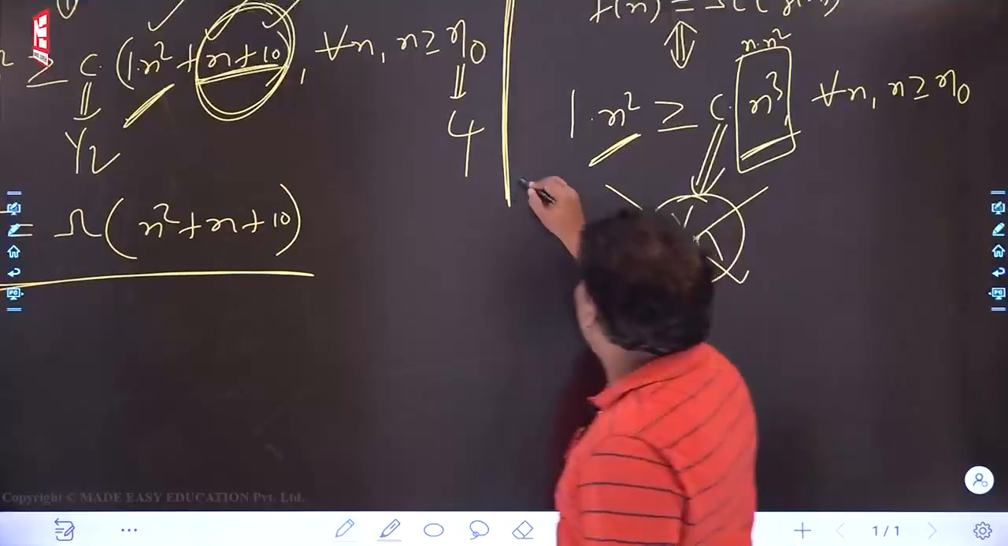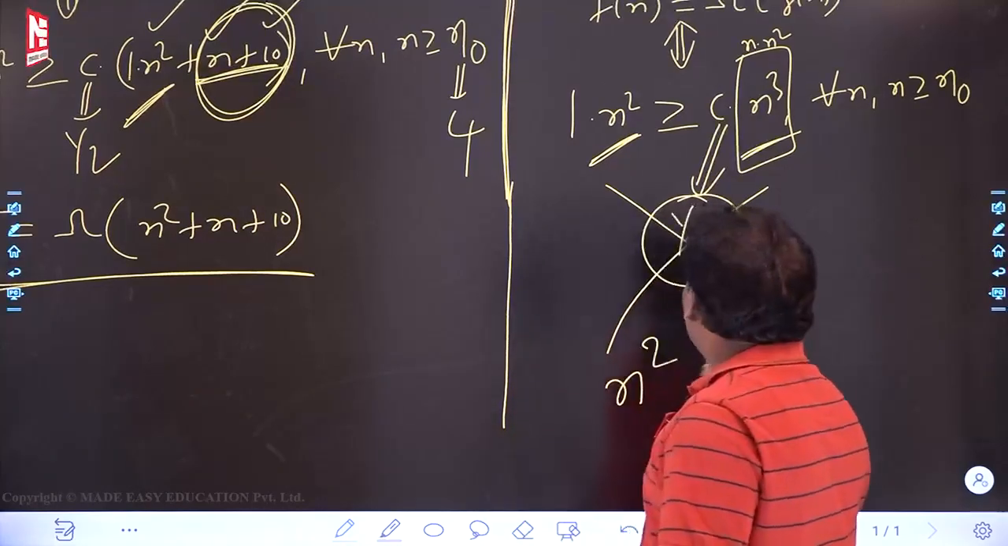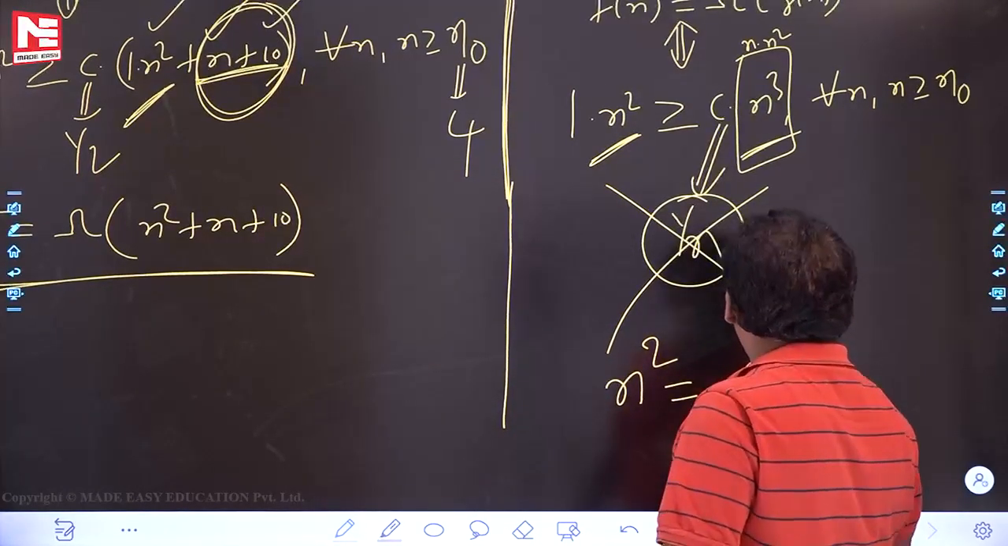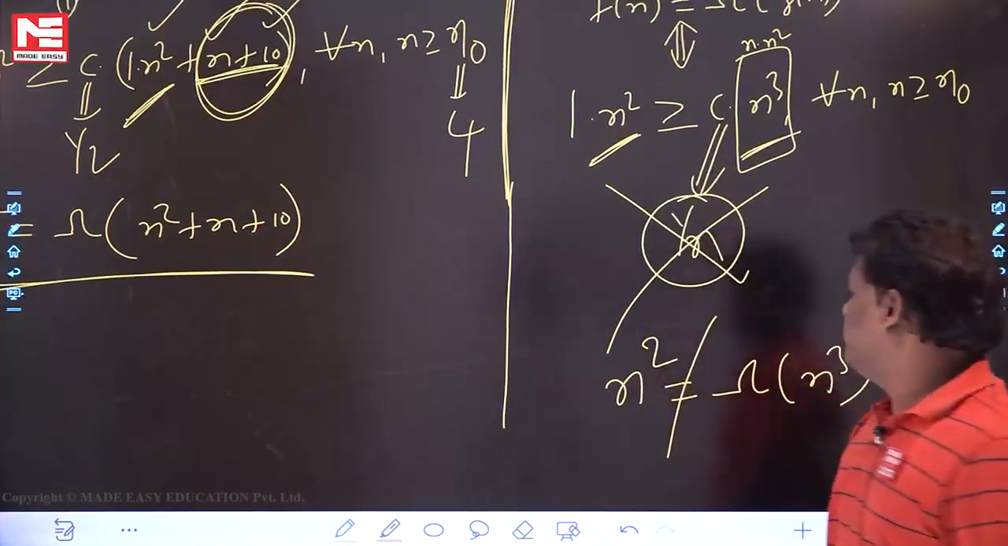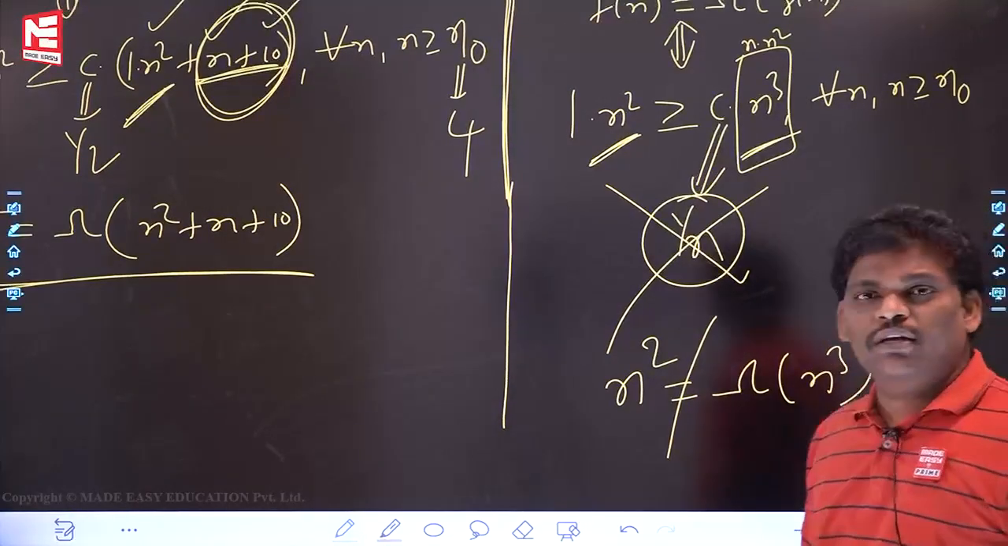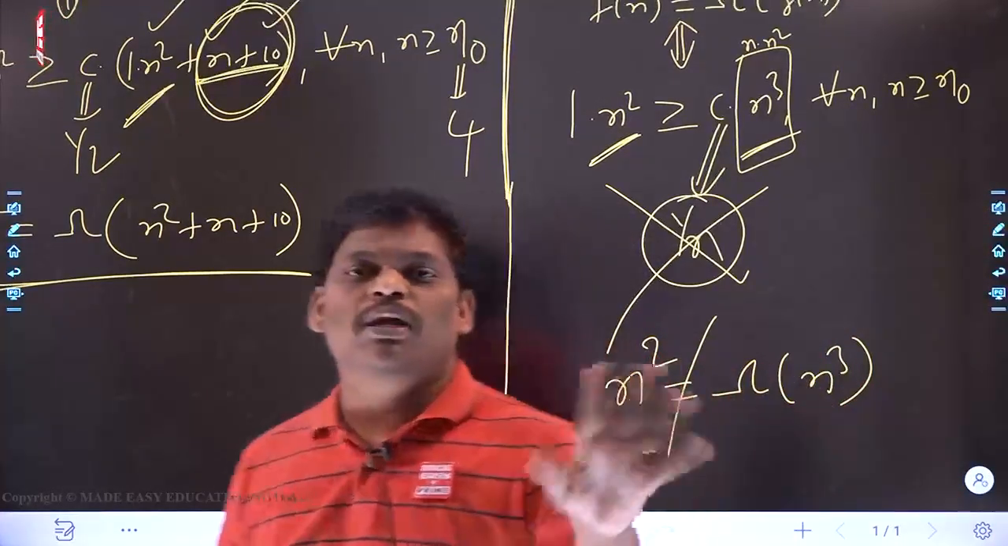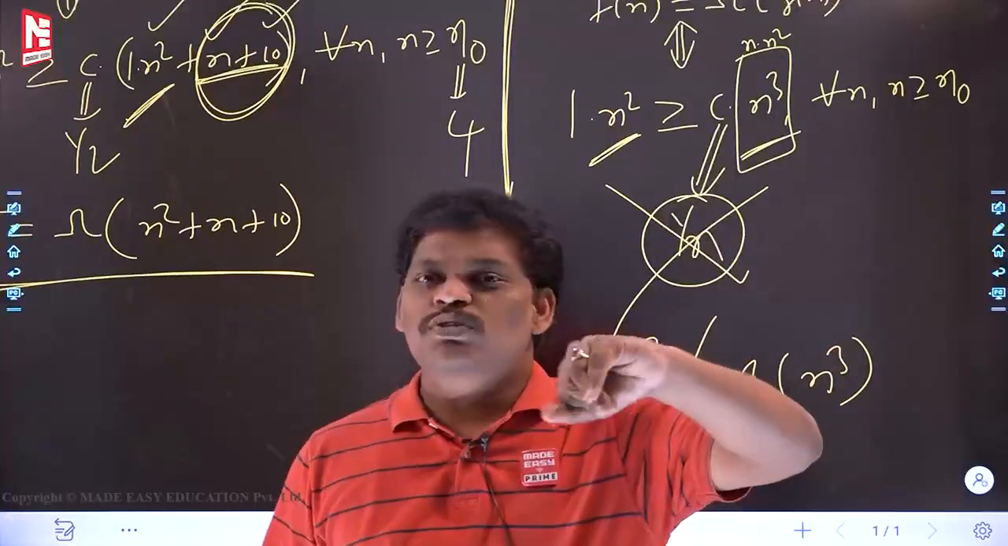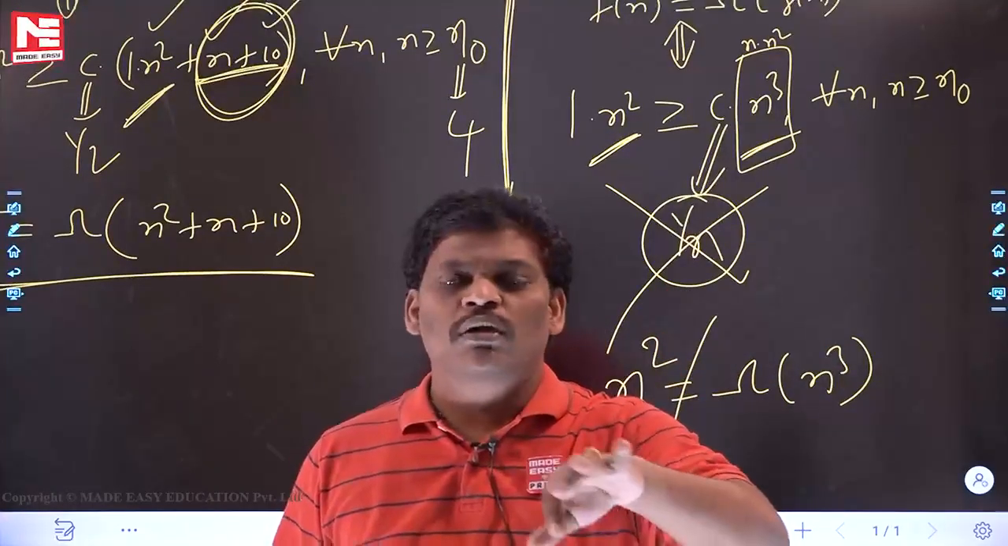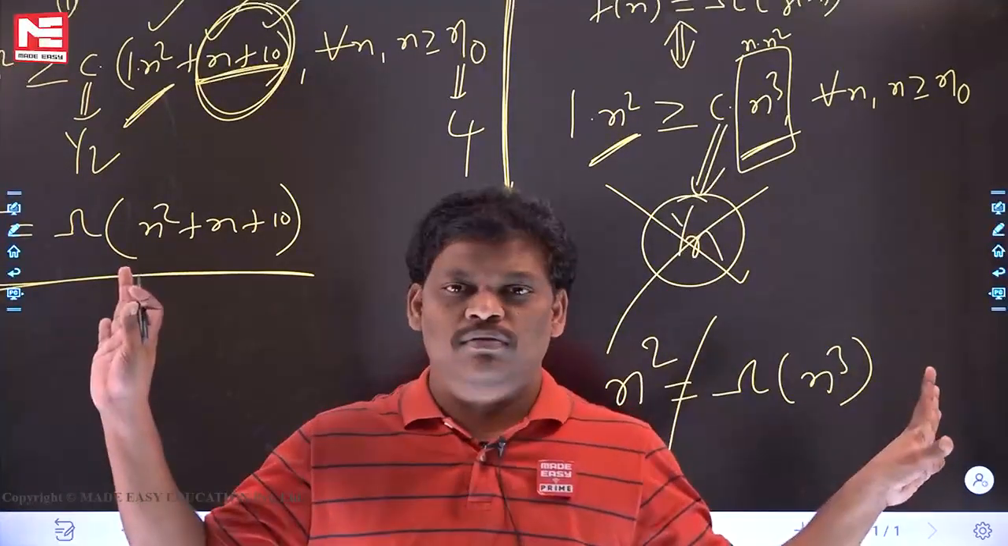So finally, what is the conclusion? This is the conclusion. N square is omega of n cube is not possible. Right? Not possible. I think I gave 4 examples for omega notation. Big O also similar story, omega also similar story. Please go through both the things once.